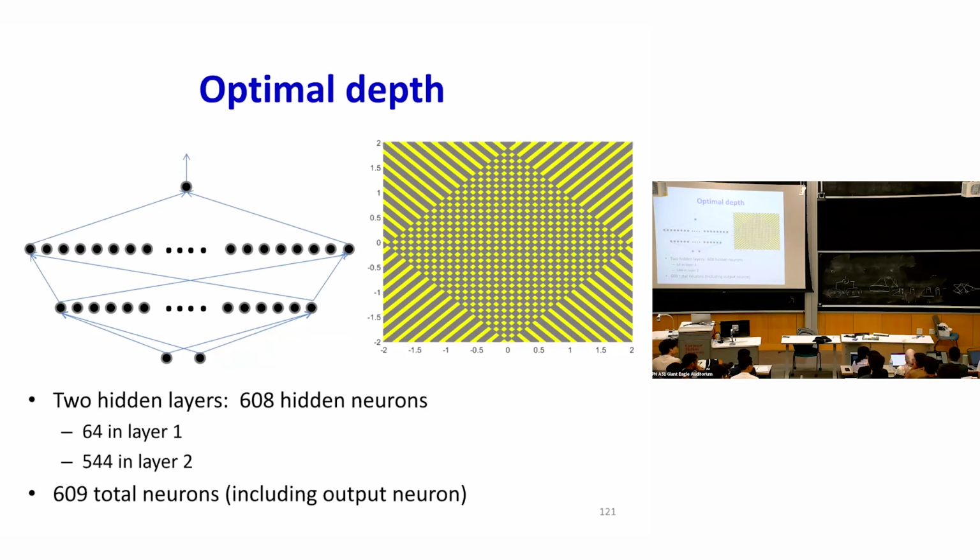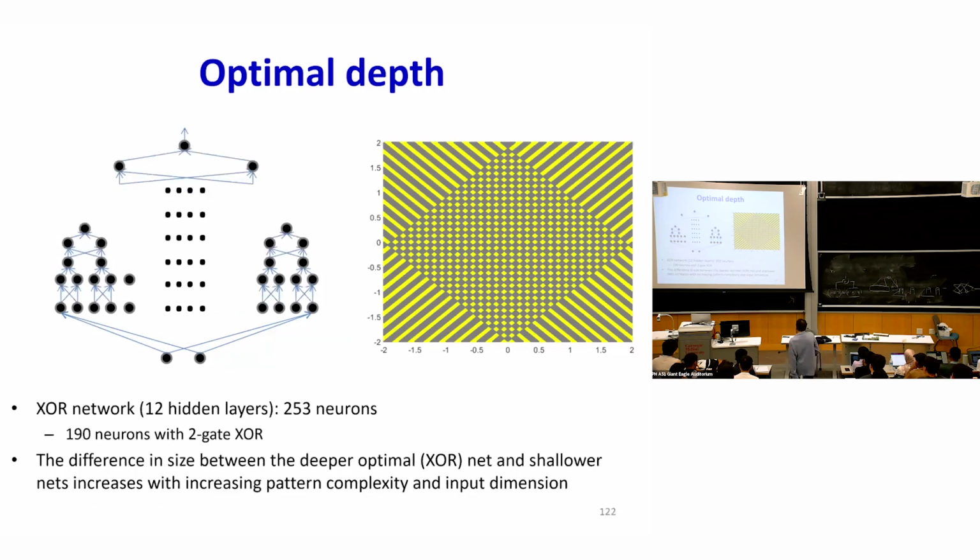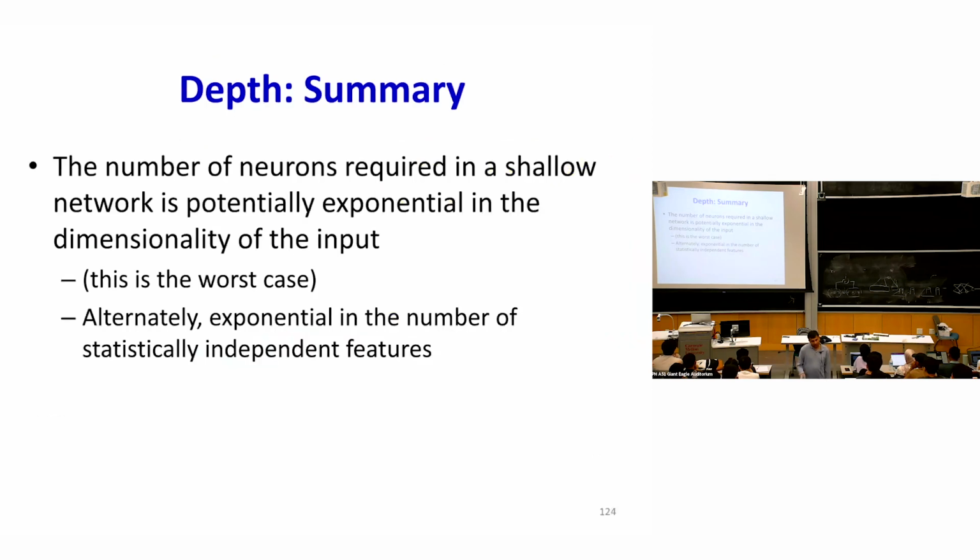Okay. So the 64 lines for the first layer, and there are 544 units in the second layer. So I'm going to need 544 of those. But if I do this with XORs, I can do this with 190 neurons. So even in real life problems, you're going to encounter these situations. The number of neurons required in a shallow network is potentially exponential in the dimensionality of the input. Or alternately, if you want to think of this in terms of features in the input, it can be, in the worst case, exponential in the number of statistically independent features that you can derive from the input.